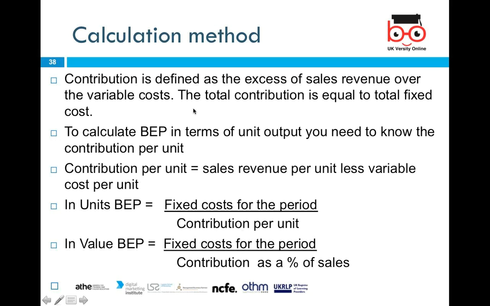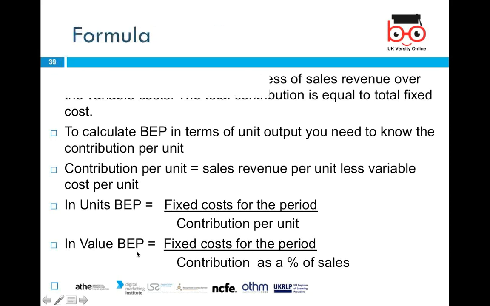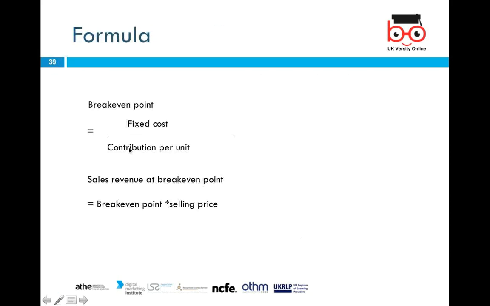Normally, contribution is defined as the excess of sales revenue over the variable cost. The total contribution is equal to total fixed cost. So to calculate the break-even point in terms of unit output, you need to know the contribution per unit and contribution per value. So these are the formulas of the break-even point.